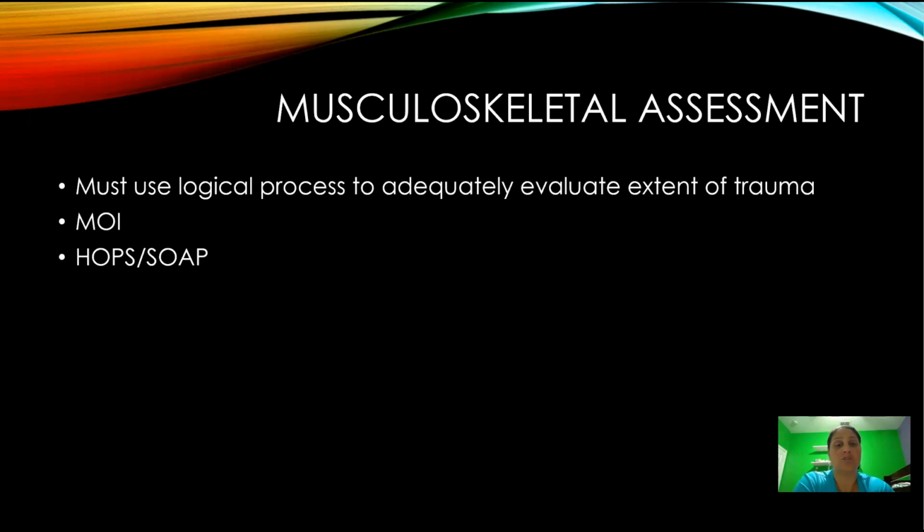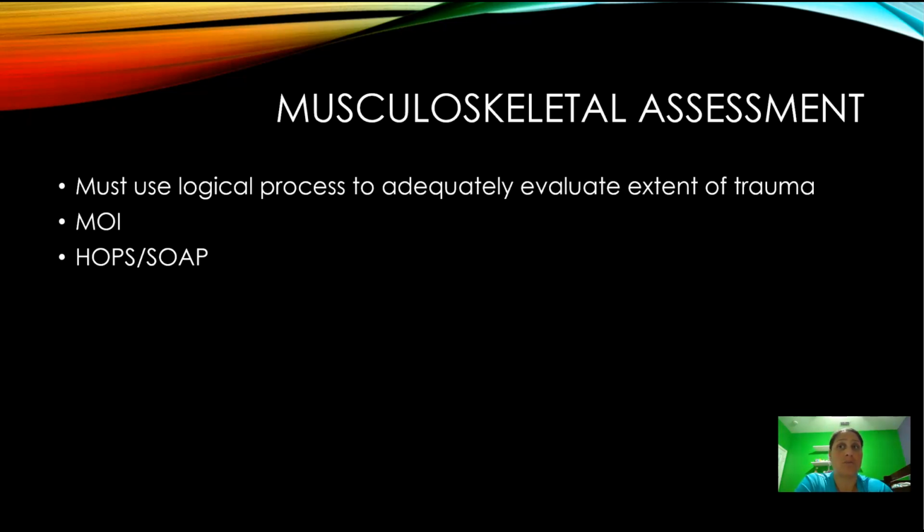If there is an acute injury, and even chronic, we always want to ask what happened. And then the two different ways for the musculoskeletal assessment are HOPS or SOAP. Normally I would write this down when I send this video out to you in the email. I will write out HOPS and SOAP. HOPS stands for history, observation, palpation, special tests. Some people do the HOPS method, other people use the SOAP method.